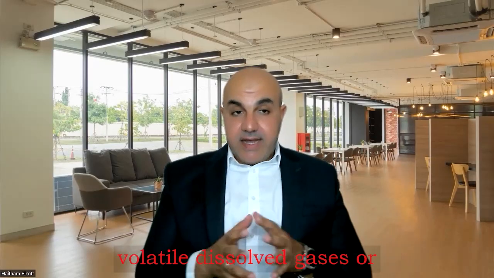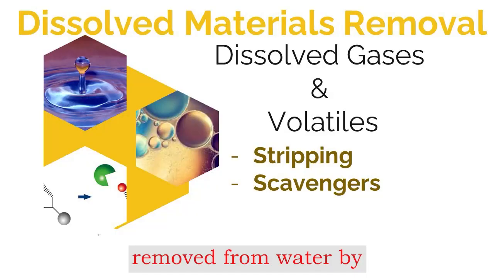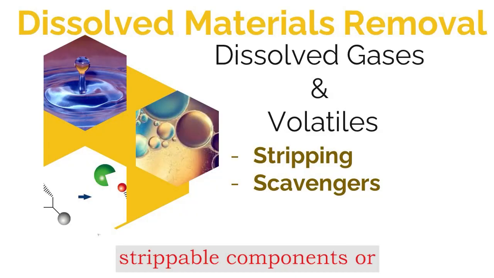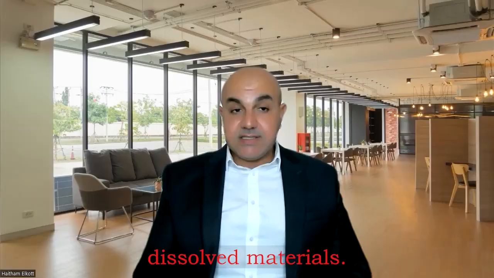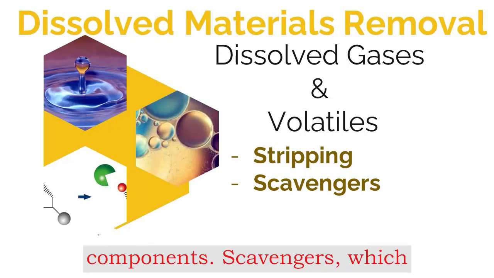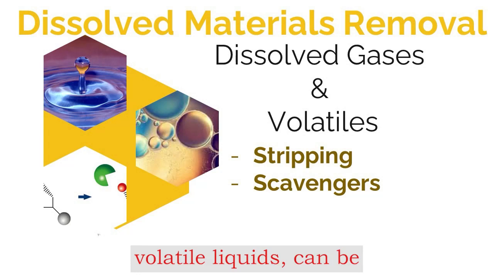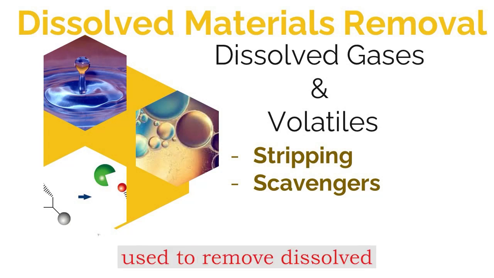Dissolved gases and volatiles. Dissolved gases or volatile liquids can be removed from water by considering them as strippable components or dissolved materials. Stripping can be used to remove easily strippable components. Scavengers, which are chemicals that react with dissolved gases or volatile liquids, can be used to remove dissolved material as well.